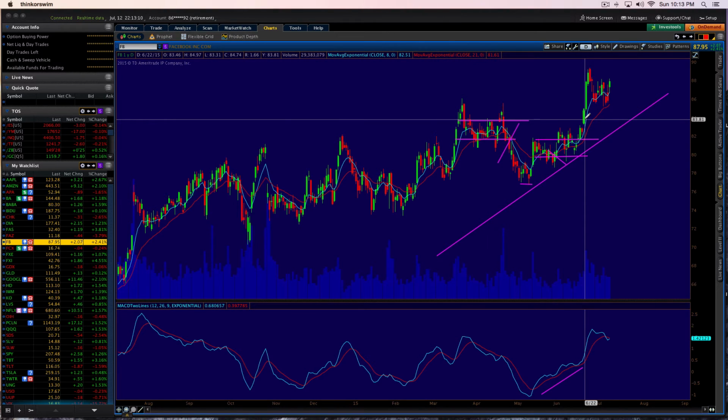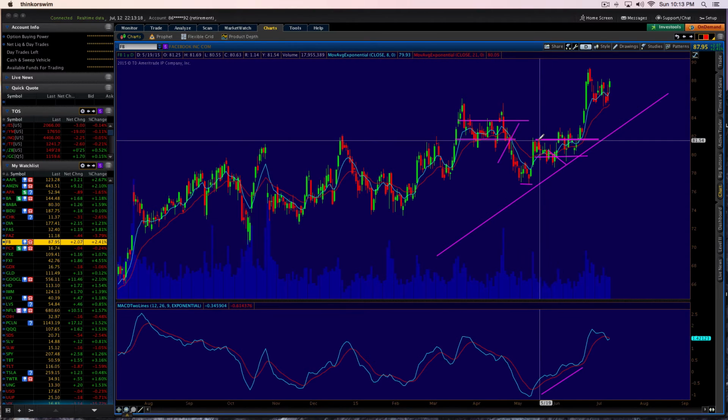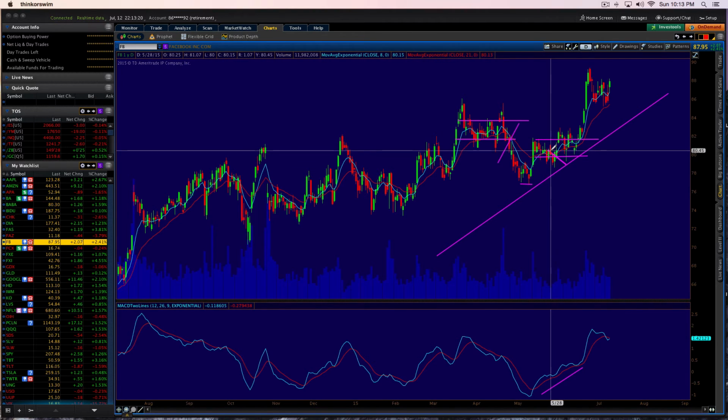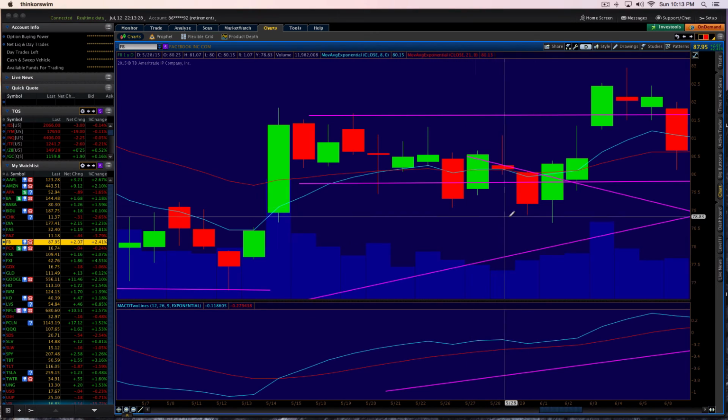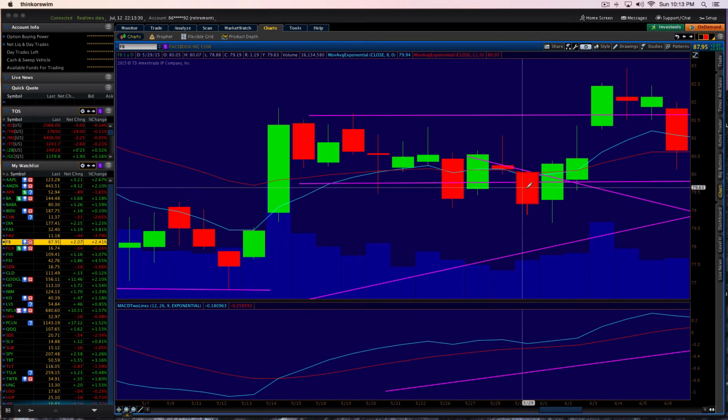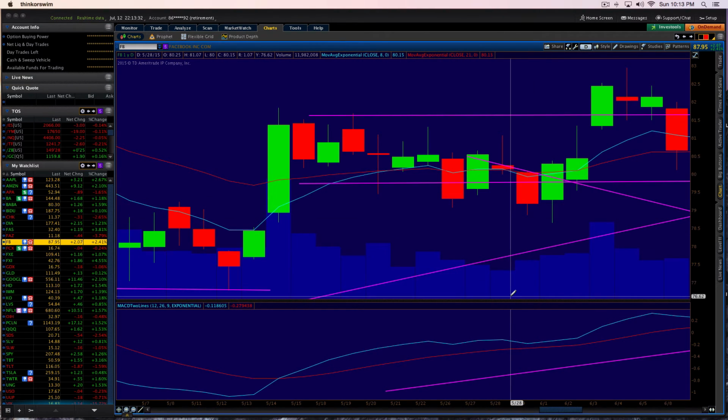Now, the reason that you don't want to rush into these is because there was a point here where you very likely would have thought, well, we could go down. Well, if all you're doing is jumping in and out on the cross of that 8 and 21, you would have been close right here to jumping in, except for one thing.